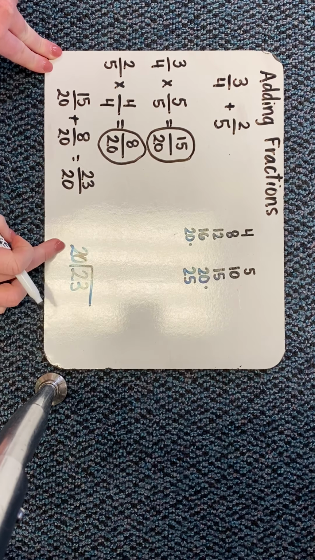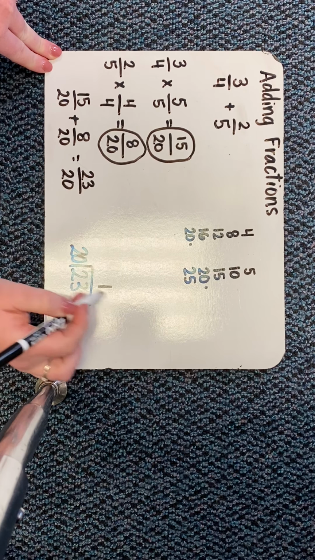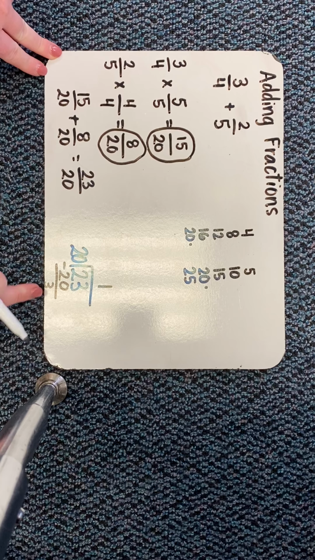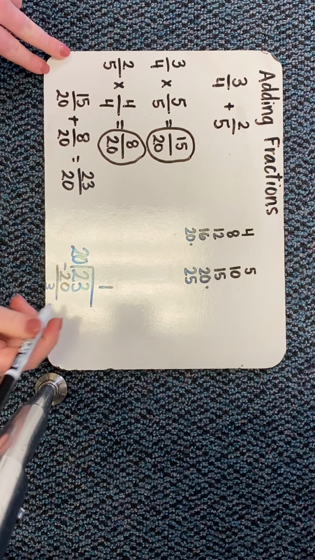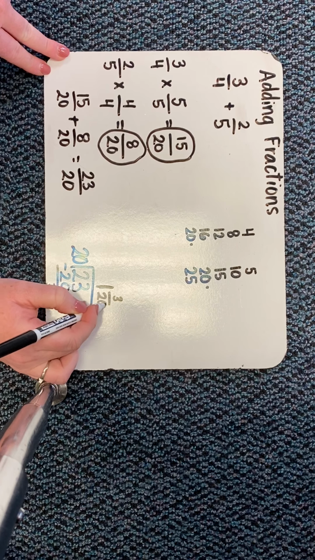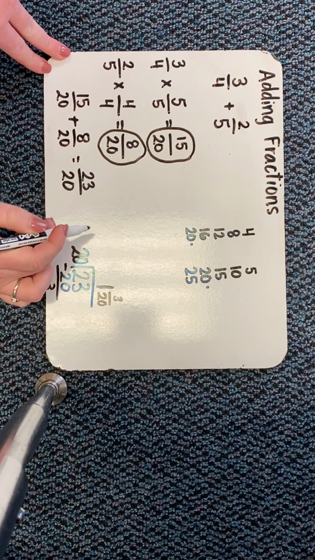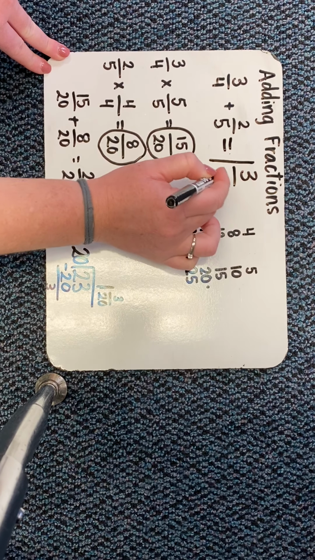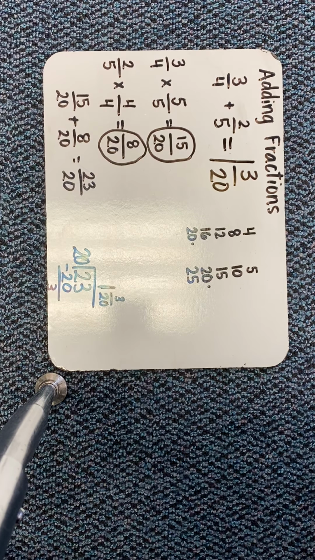20. How many groups of 20 can go into 23? You're correct, 1. I'm left with 3 as my remaining balance. That 3 becomes my numerator and my denominator is still 20. So my final sum is 1 3/20.